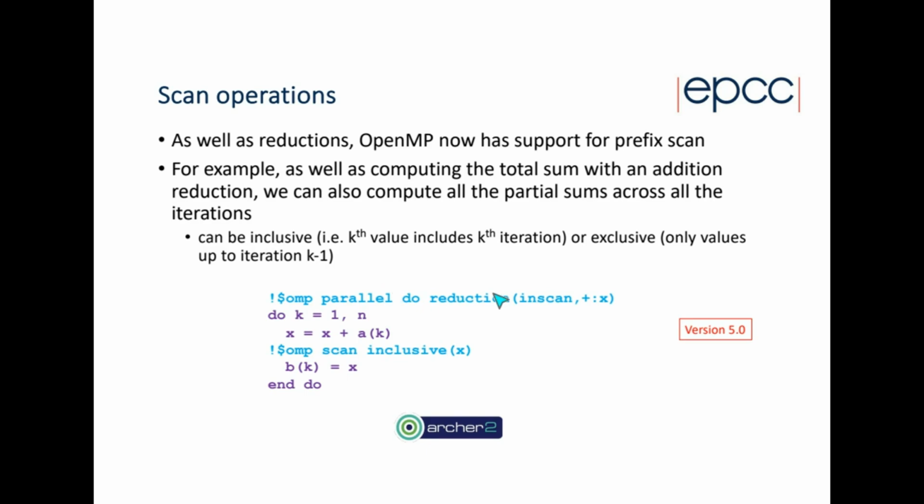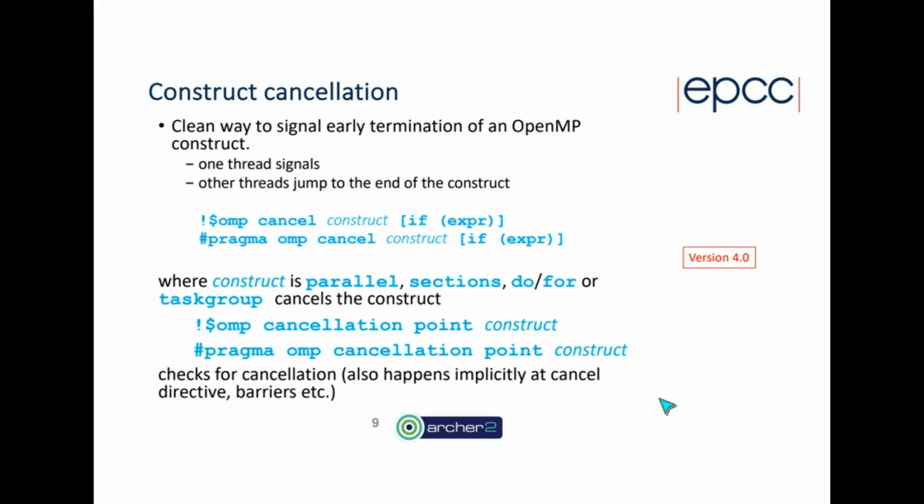So what you do is you modify the reduction clause with this inscan keyword here. Okay, so you still need the operator and the variable. And then every update that's made to X, you store the result in an array that's going to hold the result of the scan, and that store is indicated to be the scan by this scan directive here. And then this could be either inclusive or exclusive here.